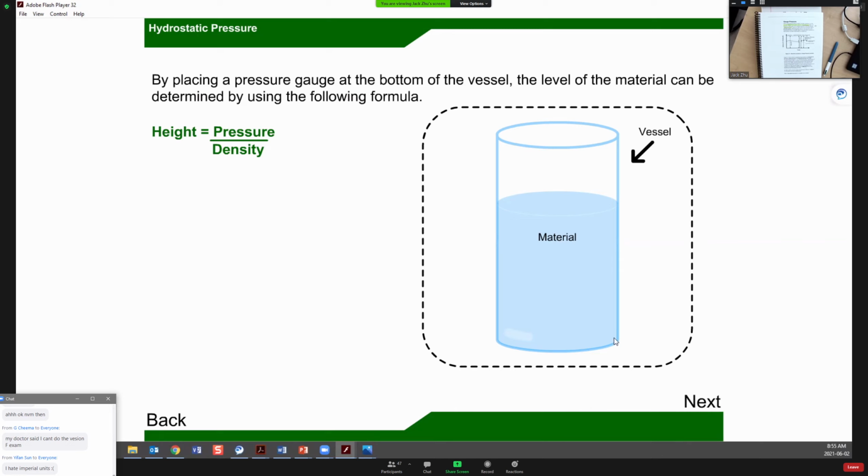So you could measure the liquid level, or the height of the liquid, by putting a pressure gauge at the bottom of this container. If you know the density of the liquid, it will tell you the height of the liquid level in the container.